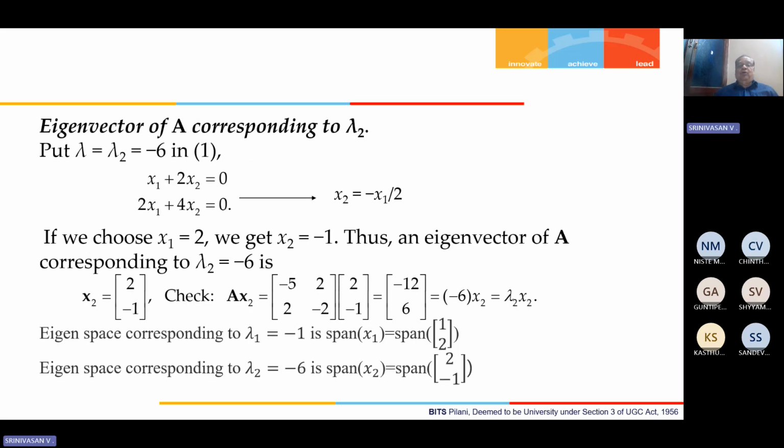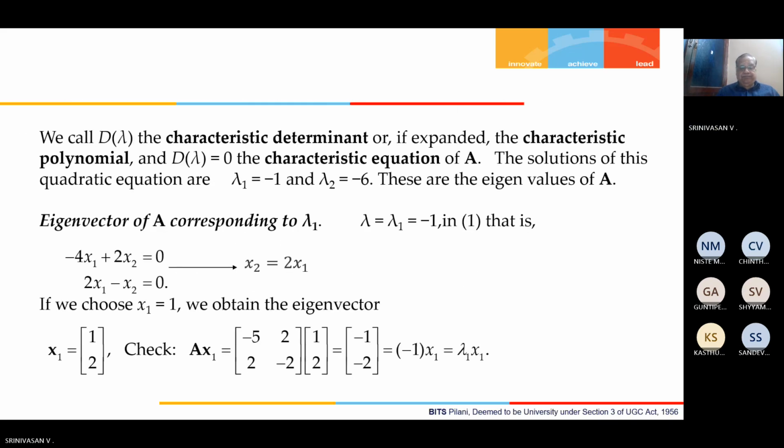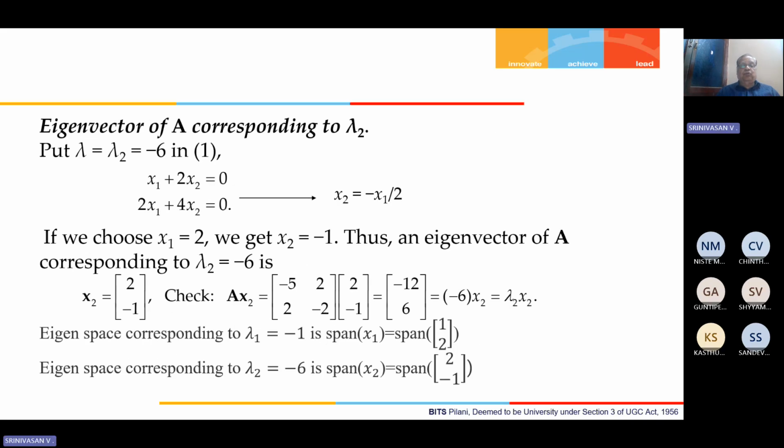Similarly, put lambda equal to -6. So what will you get? -5 plus 6, you get 1, so 1x1 plus 2x2 equals 0. And then 2x1, and what did you have in the second equation? -2 plus 6 now, therefore you get +4x2. So these are the two equations.